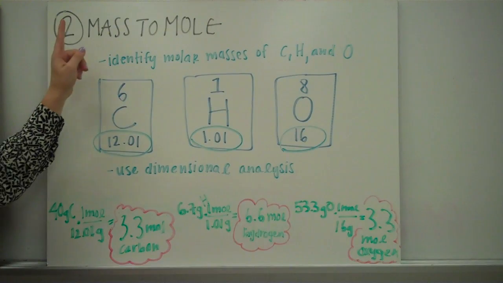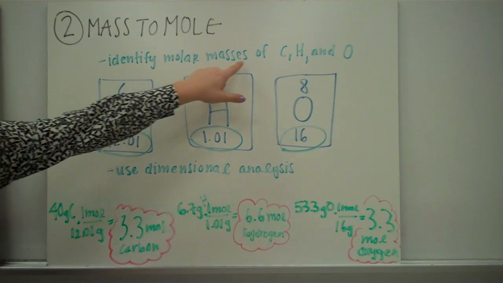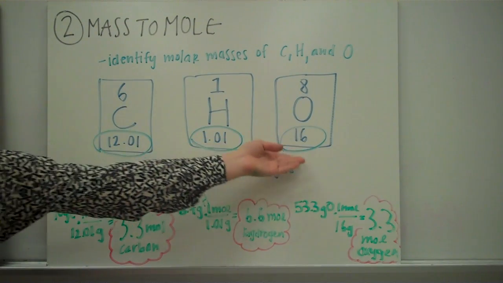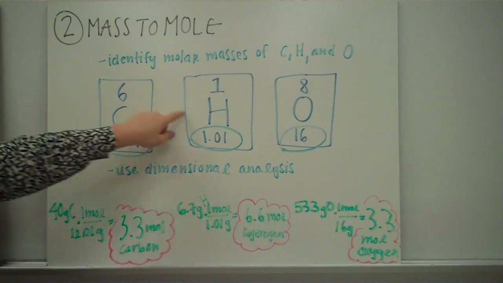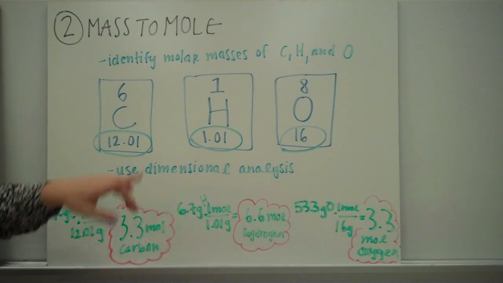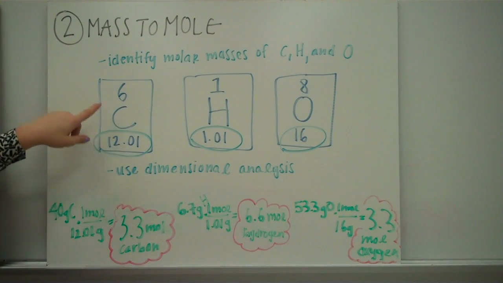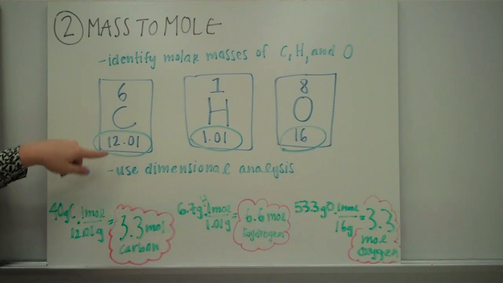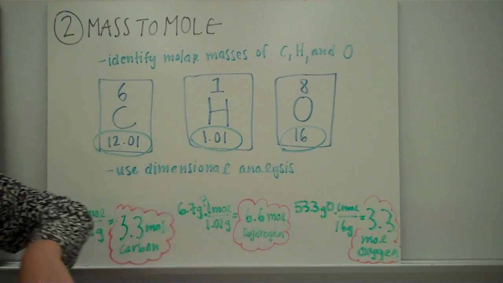Okay, step 2, mass to mole. First step in this part is to identify the molar masses of carbon, hydrogen, and oxygen. So here you can see my lovely periodic table interpretations. So first you would find carbon, hydrogen, and oxygen on the periodic table. Because we know how to read a periodic table, we can find the molar masses of each of these elements, which are given below the symbol for the element. So carbon's molar mass is 12.01, hydrogen's 1.01, and oxygen's is 16.